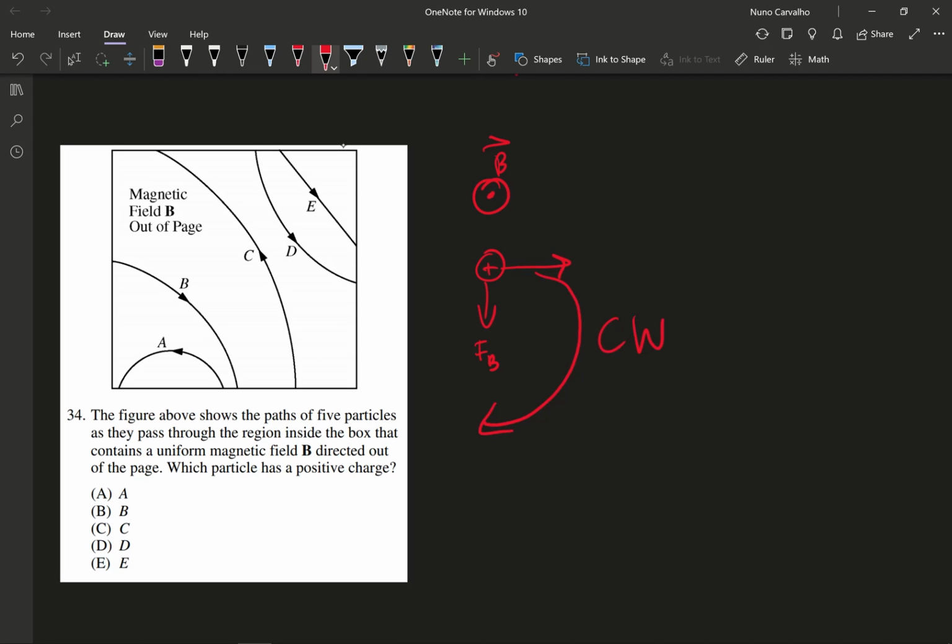And so now let's just look at each of these curves and see if it's counterclockwise or clockwise. A is counterclockwise, B is clockwise, C is going to be counterclockwise, D is inverted, but it's still counterclockwise, and E here is a straight line, so it's really neither. And so the only answer here that's correct is B, and that's it.